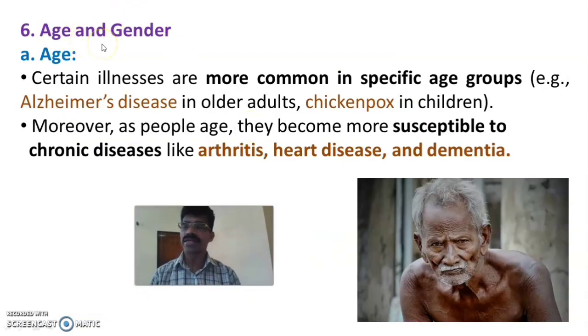The next important factors are age and gender of a person. Certain illnesses are more common in certain specific age groups. For example, Alzheimer's disease is common in old age people. Chickenpox is common in children. Moreover, as people age, they become more susceptible to chronic diseases such as arthritis, joint pain, heart diseases, and dementia, that is a cognitive disorder, which could be seen in aged people. That means the person is prone to certain diseases during certain age periods: childhood, adolescence, puberty, old age, and so on. That is how the age factor influences or causes various illnesses.